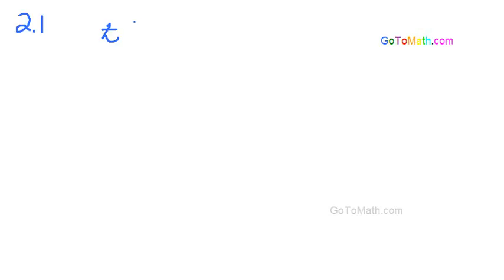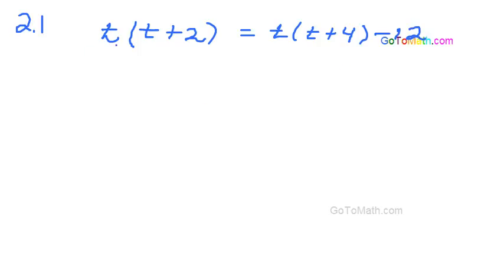We have t times (t plus 2) is equal to t times (t plus 4) minus 12. Right. So let's go ahead and distribute this t across here. So we have t squared plus 2t is equal to t squared plus 4t minus 12.